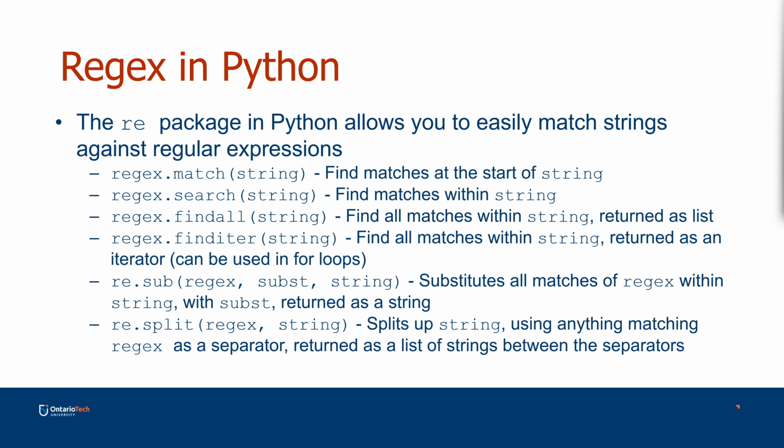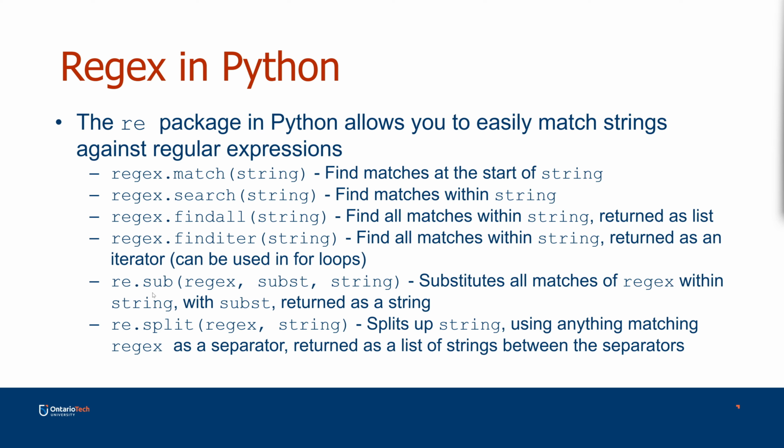Because Python works really well with iterators, you can also use the find iter function, which does the same thing as find all, but instead of returning a list of the matches, it returns an iterator that you can use to loop over the matches. That could be helpful. You can also use a regular expression to substitute characters.